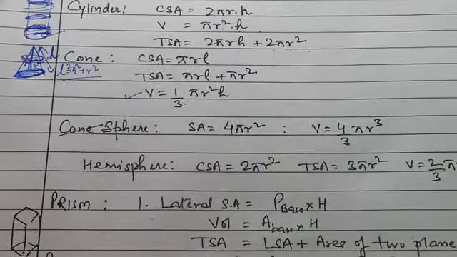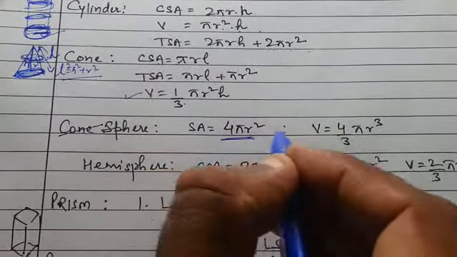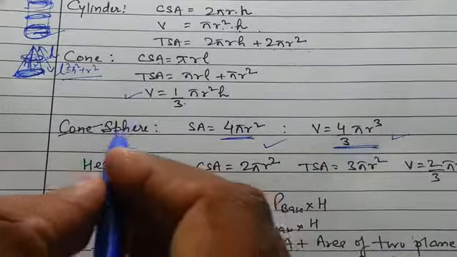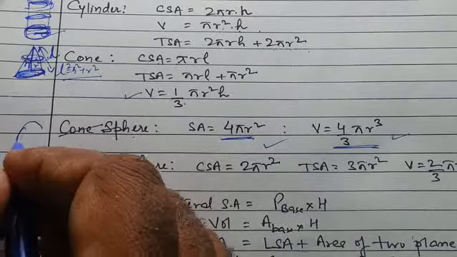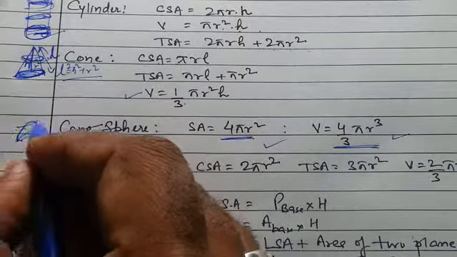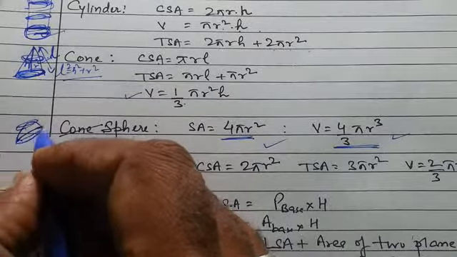Now coming to another shape, that is a sphere. Again it is very easy. The surface area of a sphere is 4 pi r square and the volume is 4/3 pi r cube. That you need to remember. Then if I cut this sphere into two halves, it will be a hemisphere. So talking of the hemisphere, again we will be having a curved surface area and a total surface area if we include the area of this base.